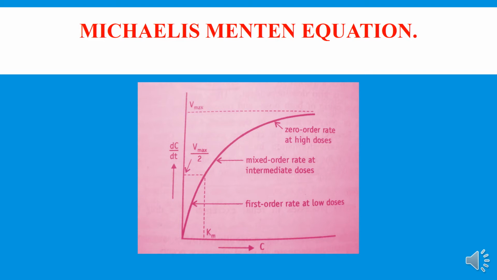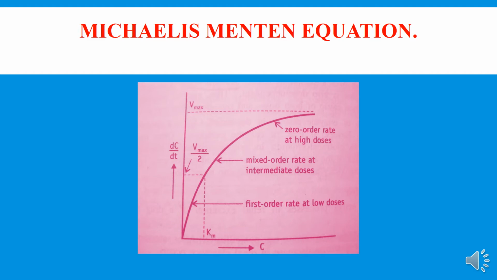For that we have to plot dC/dt on the y-axis and concentration on the x-axis. This is the type of curve we can see. Initially the rate increases linearly, so up to this it is first order. With increasing concentration it becomes mixed order kinetics, and then it reaches the maximum. The maximum we represent as Vmax. So this is first order, mixed order, and going at high doses to zero order, meaning it goes to a constant rate. So this is Vmax, and half of it is Vmax by 2.